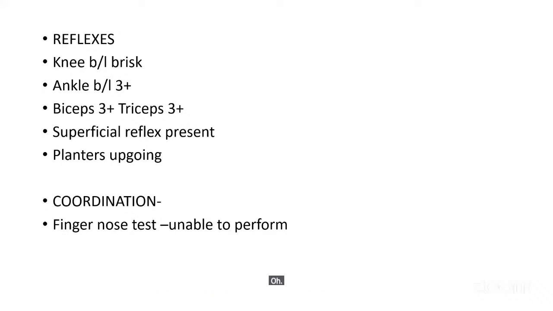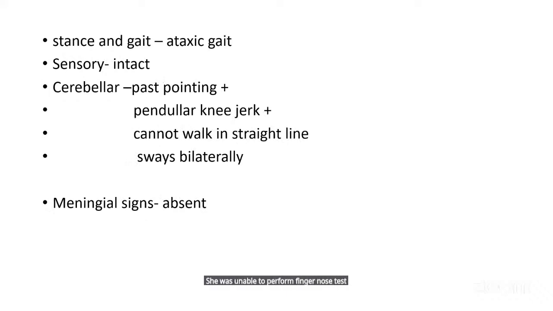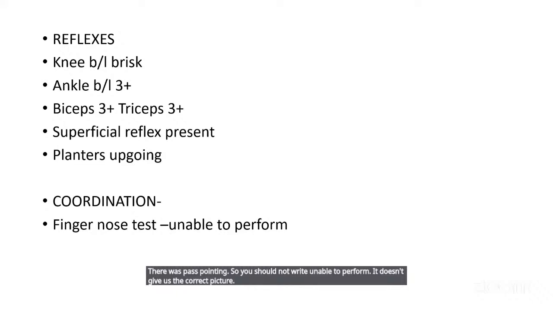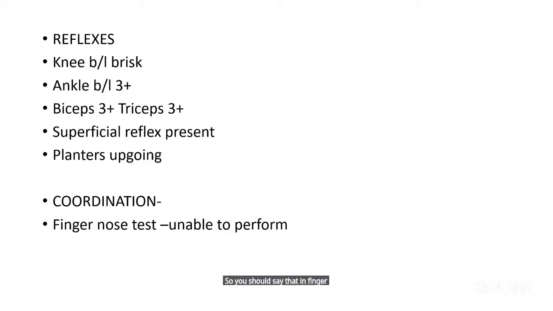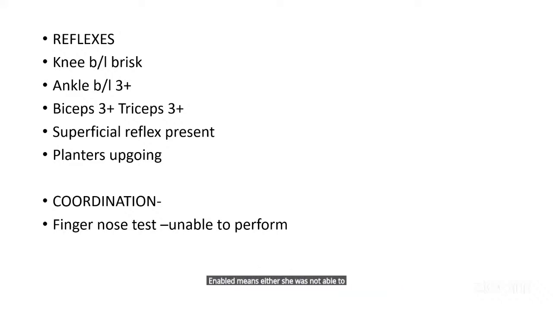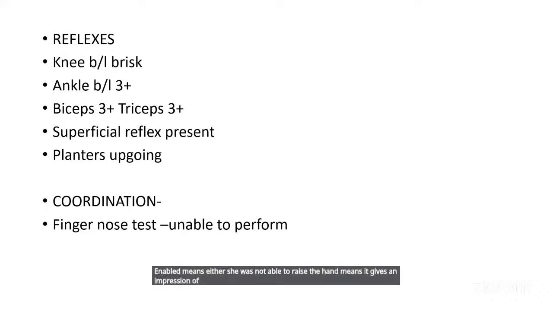Test for coordination. She was unable to perform the finger nose test. Gait was unable to perform. There was past pointing. So you should not write unable to perform. It doesn't give us the correct picture. You should say that in the finger nose finger test there was considerable past pointing. Unable means either she was not able to raise the hand, which gives an impression of paralysis of the hand, or she didn't understand what you said.